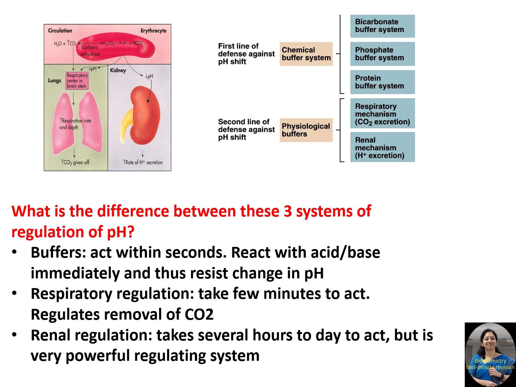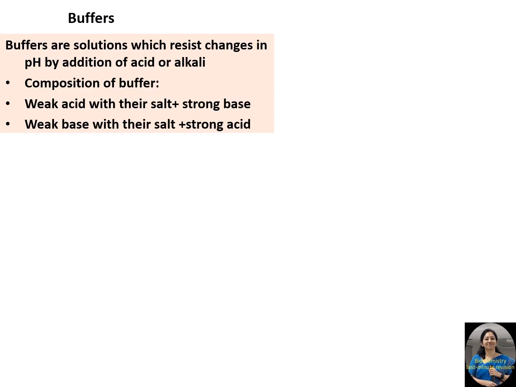Now, why is the need to have three different mechanisms to regulate the pH? This is because the buffers act within seconds. They react with acids and bases and thus resist the change in pH, but they do not go for completion. So the second line of defense is the respiratory regulation, which will take few minutes to come into effect, but this regulates by removal of carbon dioxide. However, respiratory regulation will also not go for completion. The final regulation is mainly done by kidneys. This, however, takes several hours to days to act, but this is the most powerful regulating system to counter the pH.